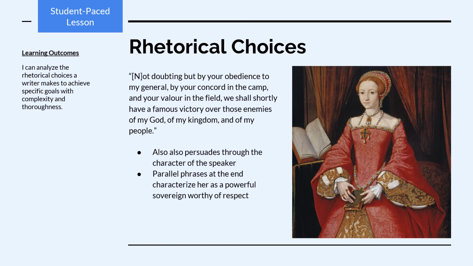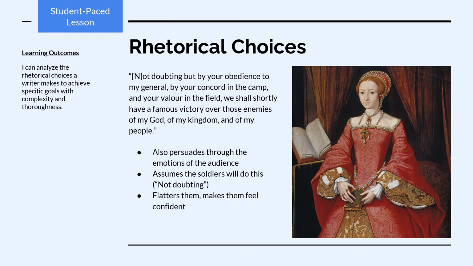Look at the last three parallel phrases there, "of my God, of my kingdom, and of my people." That deliberately characterizes her as a powerful sovereign, worthy of respect. And so it presents her in a certain light to the audience. We could also say that this line persuades through the emotions of the audience. Look how it starts off. "Not doubting, but by your obedience," meaning I have no doubt that you will be obedient. That assumes that the soldiers will do all of these things, which is a form of flattery, and it's designed to make them feel confident in themselves.